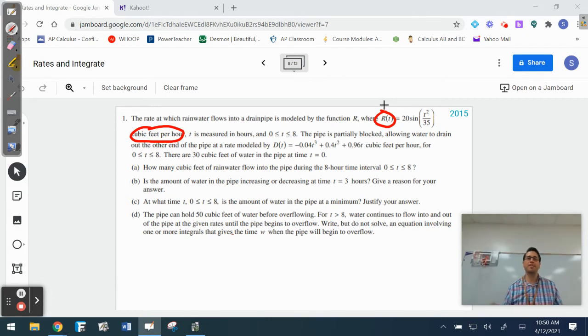It says the pipe is partially blocked, allowing water to drain out the other end, which is being modeled by D of t, and that also is a rate. There are 30 cubic feet of water in the pipe at time t=0. So there's my initial condition. First question that was asked. Okay, first question asked is how many cubic feet of rainwater flow into the pipe during the first 8 hours.